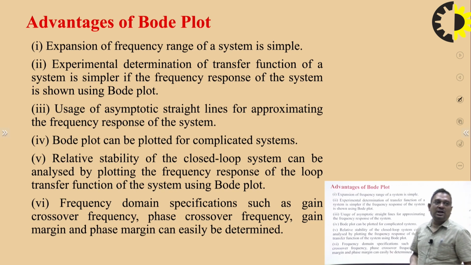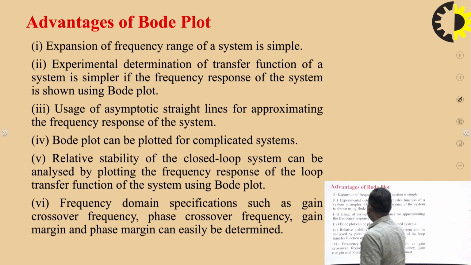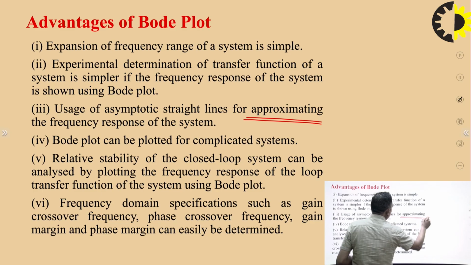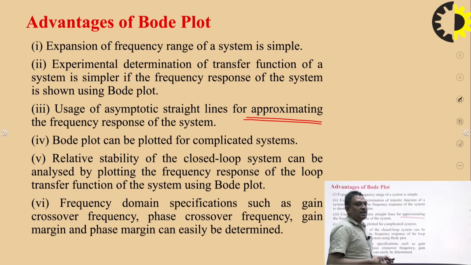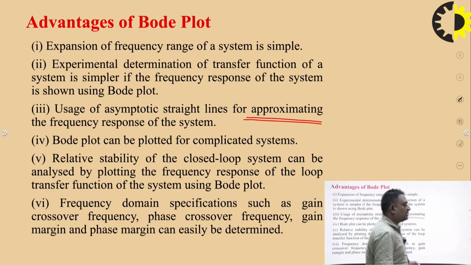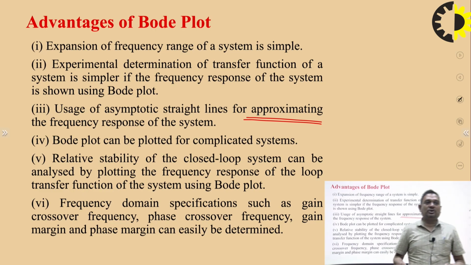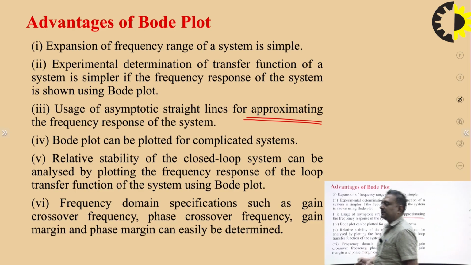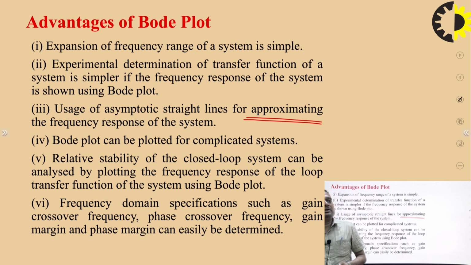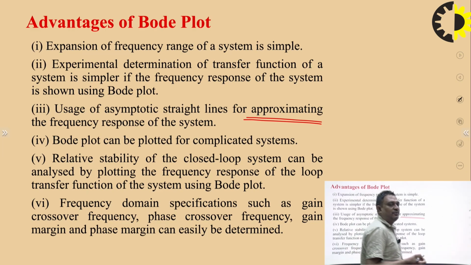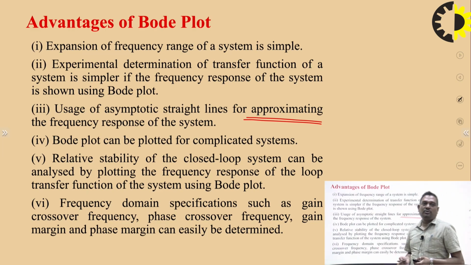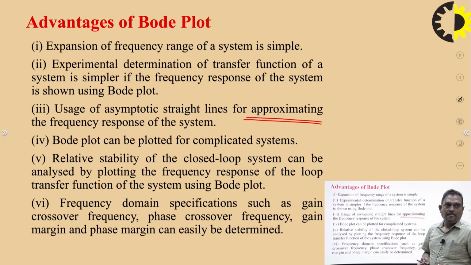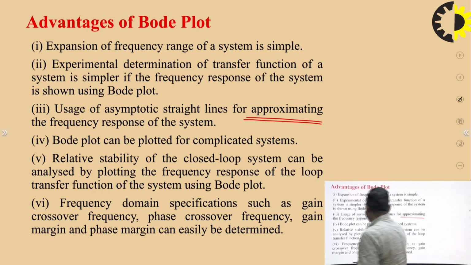Use of asymptotic straight lines for approximating the frequency response of the system. So this word, approximating, is important. The results that we get through this Bode plot are an approximate plot. Whenever we have to draw the Bode plot, generally we draw this asymptotic Bode plot, but we can correct it so that we get the exact Bode plot. Some minor correction is required in the asymptotic Bode plot to make it the exact Bode plot. So Bode plots can be plotted for complicated systems.